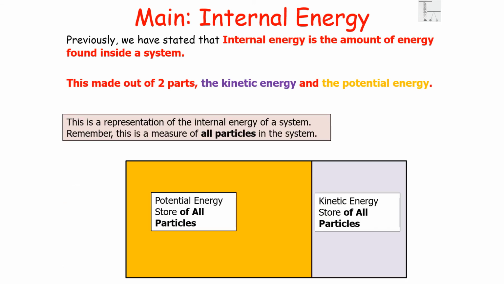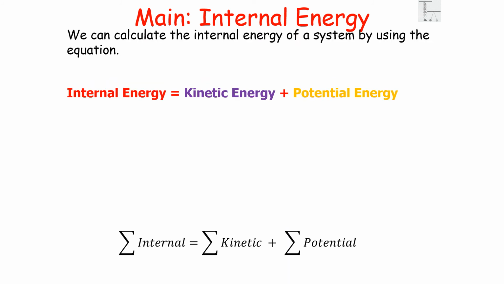So previously, we have stated that the internal energy is the amount of energy found inside of a system, made of two parts, the kinetic energy store and the potential energy store. But remember, the internal energy is a representation of all particles in the system. Now we can calculate the internal energy of a system by using the equation, the internal energy is equal to the kinetic energy plus the potential energy.